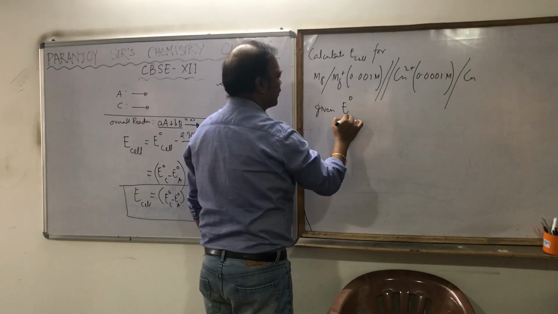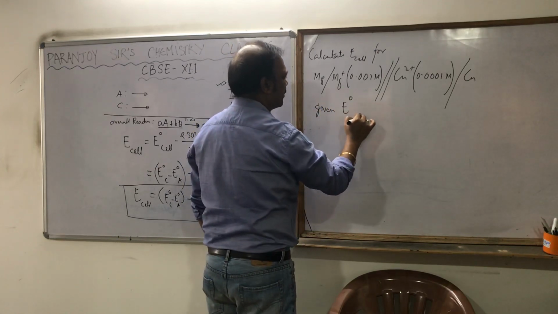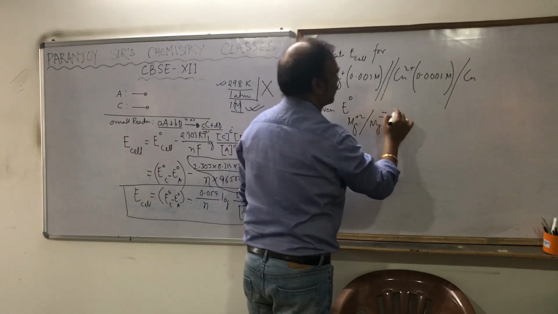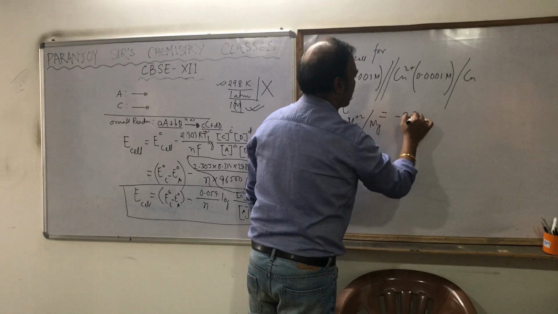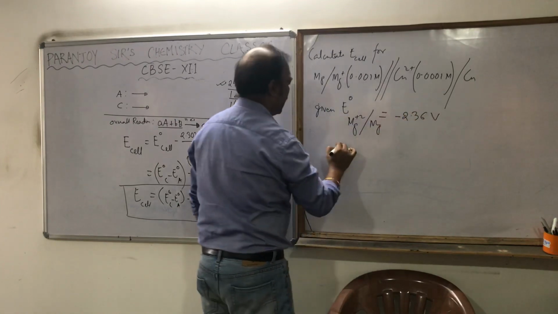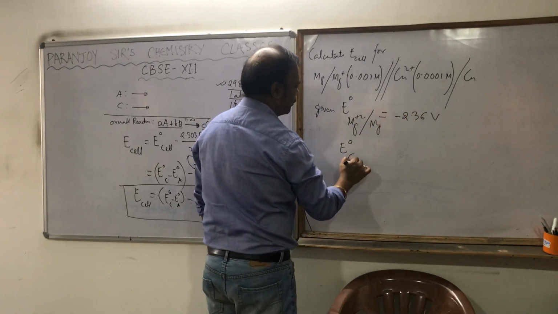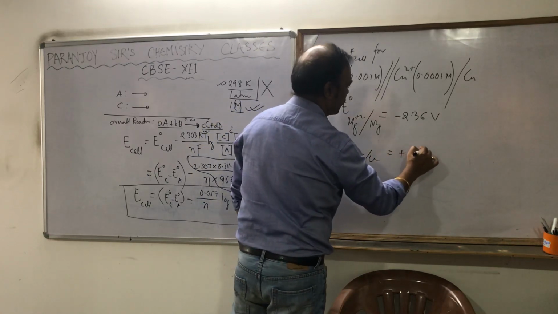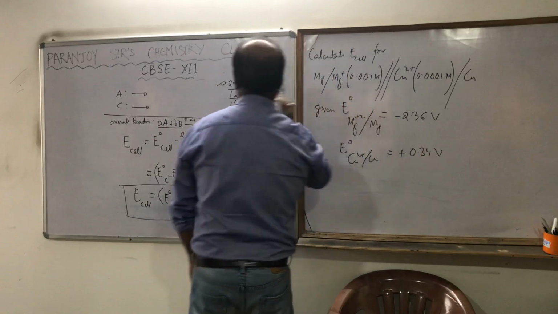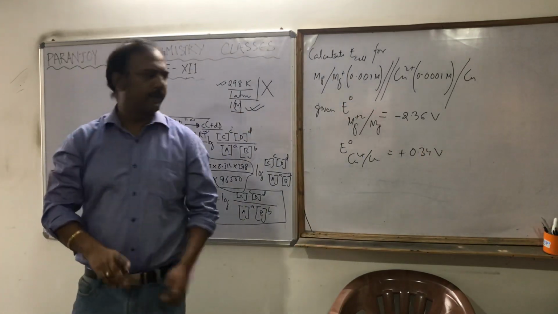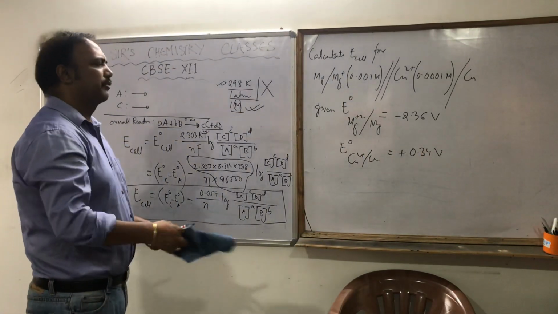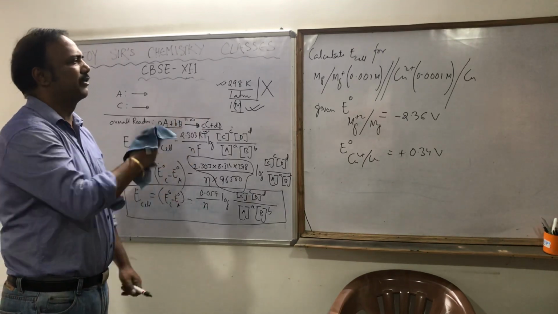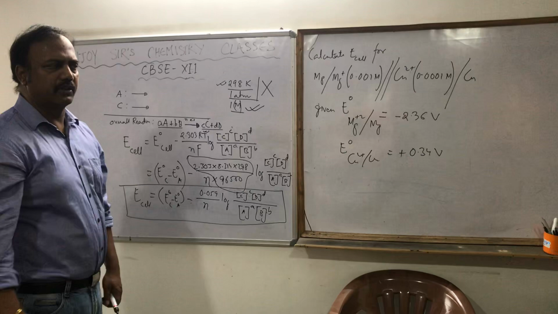Two things will be clear over here. Please understand that E0 for Mg2+/Mg is equal to minus 2.36 volt and E0 for Cu2+/Cu is equal to plus 0.34 volt. This is your question. So we are going to solve this question by using this Nernst equation. Calculate E cell for this by using the Nernst equation.